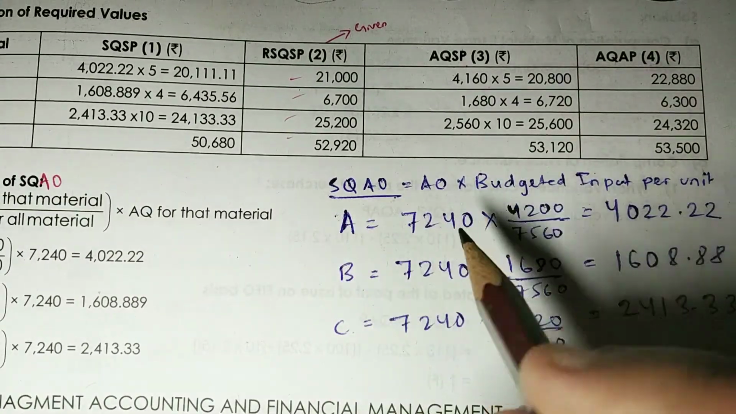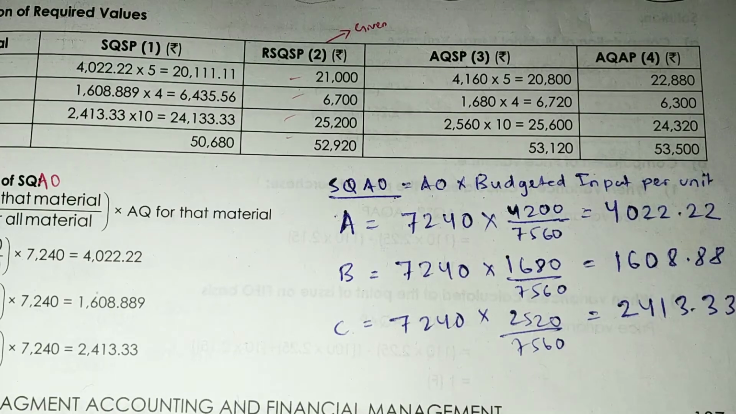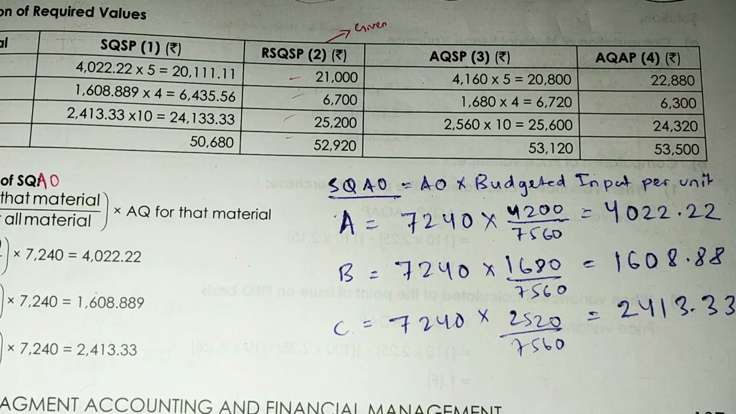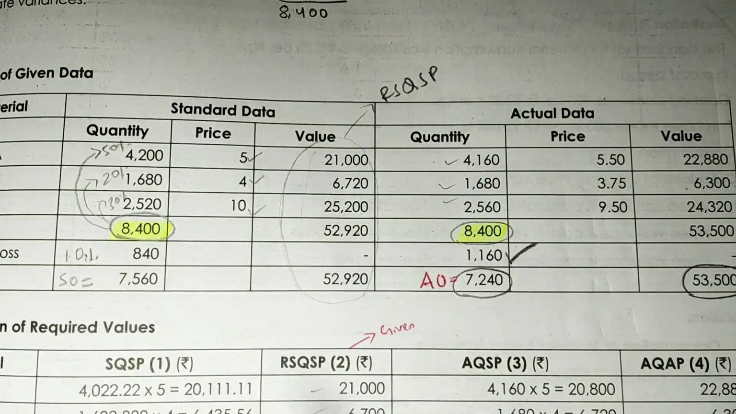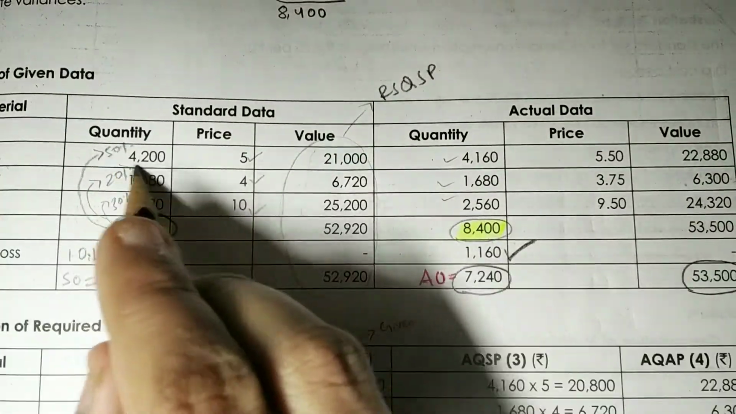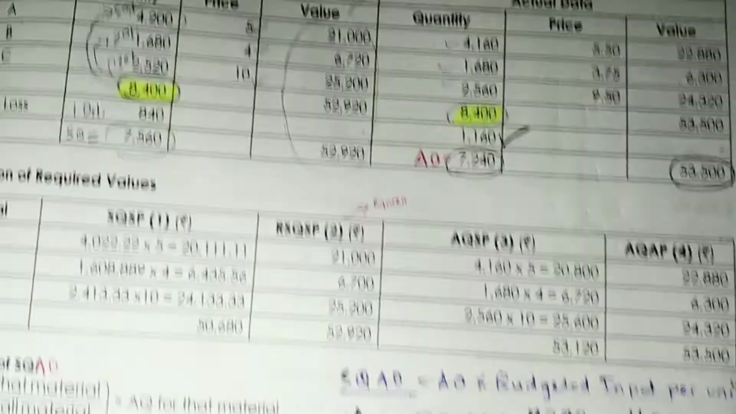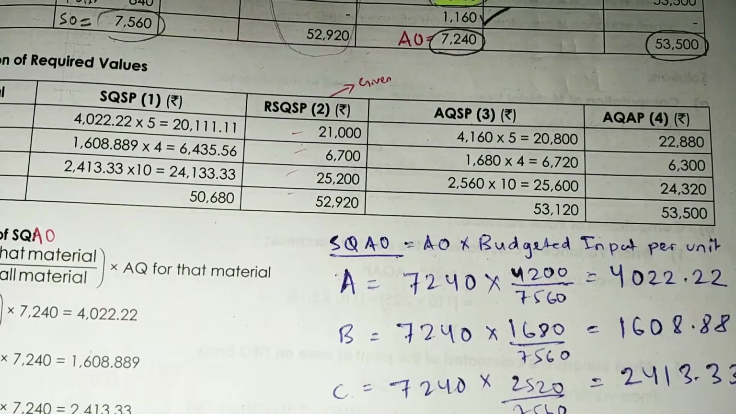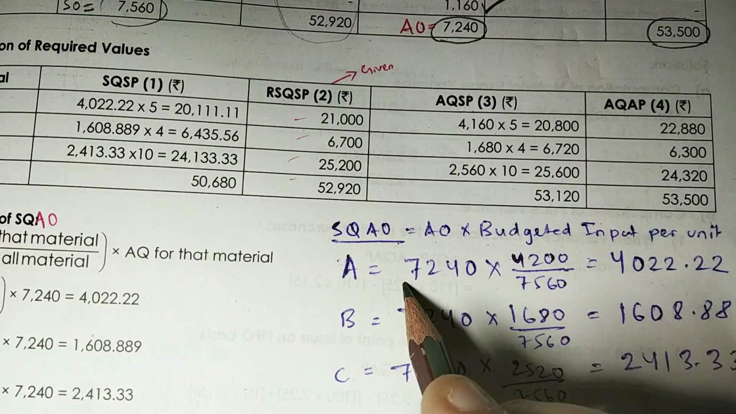The formula of SQAO is actual output multiplied with budgeted input per unit. Budgeted input per unit, how will you calculate that? Here, budgeted input, okay, budgeted input. How much was your input for A? That divided by your standard output. So that becomes your budgeted input per unit. And this is what? This is your 7240.